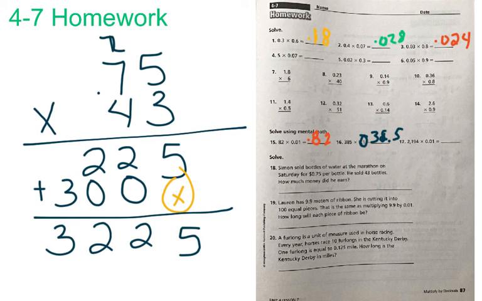I need to go back to my original problem and count how many numbers are to the right of the decimal. Well, we have a decimal right here, and we have 2 numbers to the right of the decimal, so we're going to go down to the right of our number and shift 2 places. So our answer is going to be now $32.25.